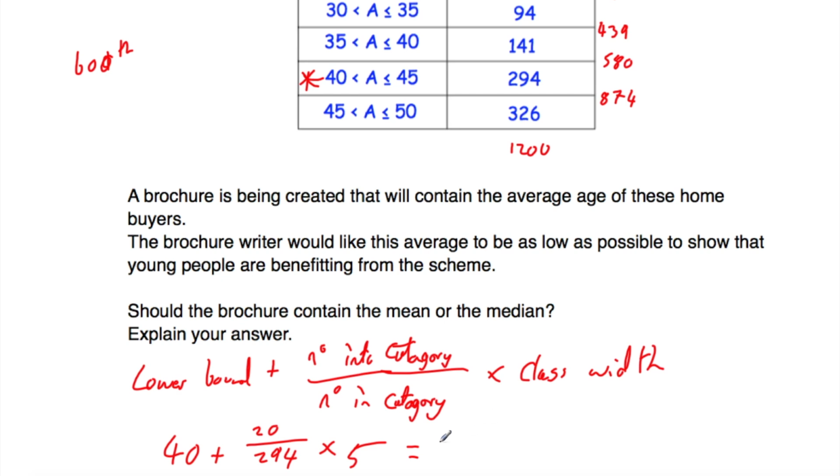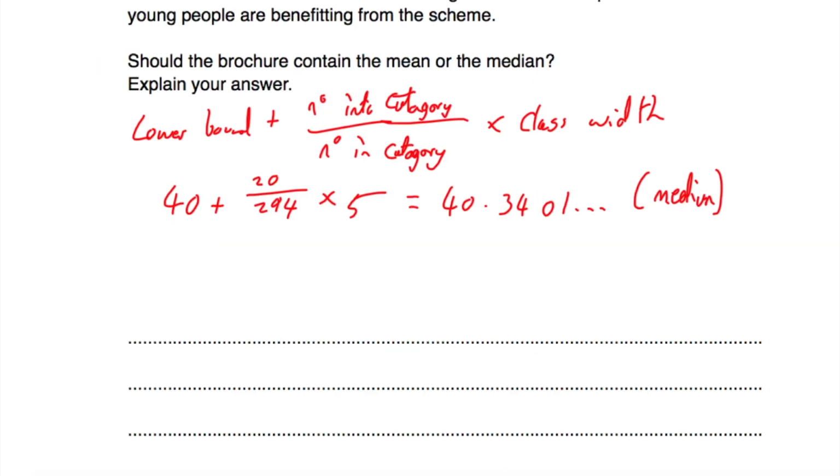When we work that out, we get an answer of 40.3401 and so on years. And that's the estimate of the median age. Okay, so we've calculated our estimate for the median. Now let's find our estimate for the mean.